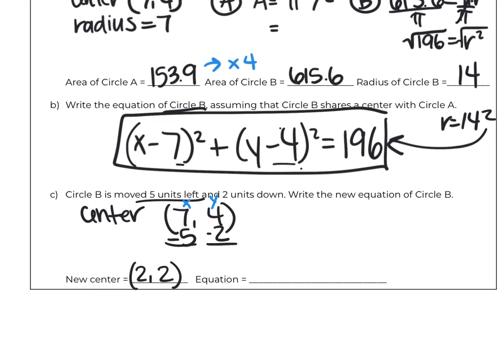Okay, now which side of the equation does that change? The left or the right? The left, because the left side talks about the center, the right side the radius. So I would say, x minus 2 squared plus y minus 2 squared. Good. And the right side should be the same because this did not change the size. It just took it and slid it on the graph. So then what's our radius squared? 196. That stays the same from your other equation. Okay.